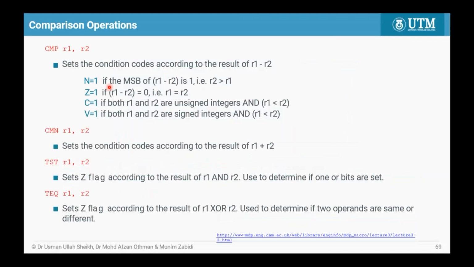If R1 minus R2 equals 0 and Z equals 1, you know that both numbers are equal, R1 equals R2, because the subtraction produced 0. If the carry flag is 1, when both R1 and R2 are unsigned integers, you know R1 is smaller than R2. Again, R1 is smaller than R2.